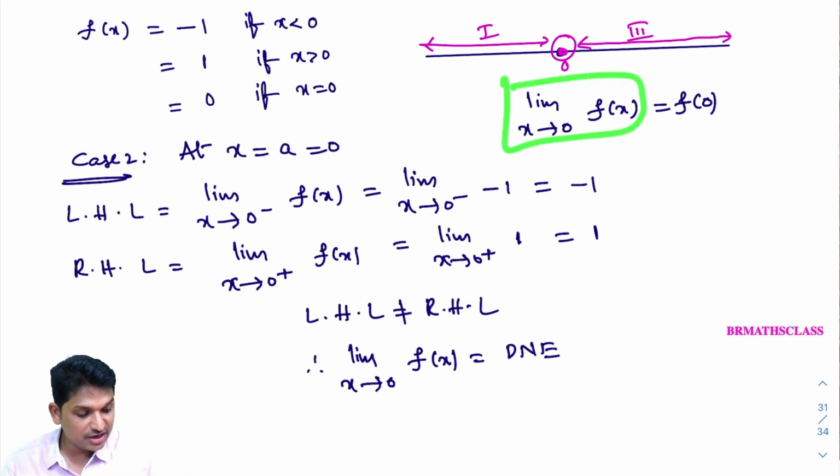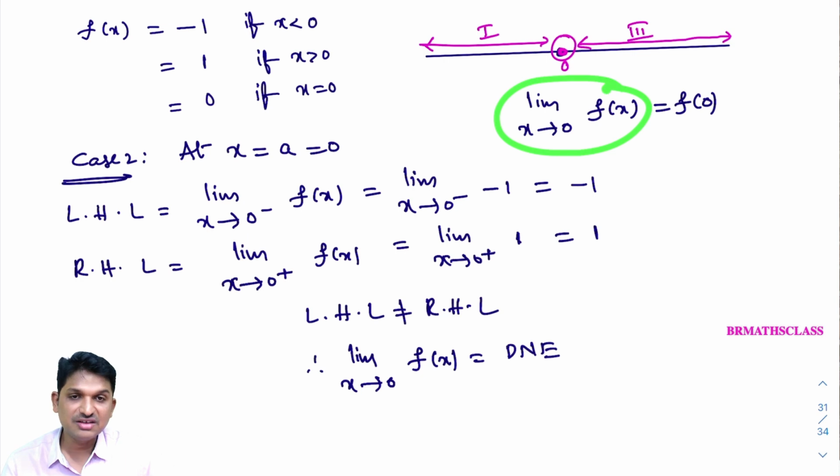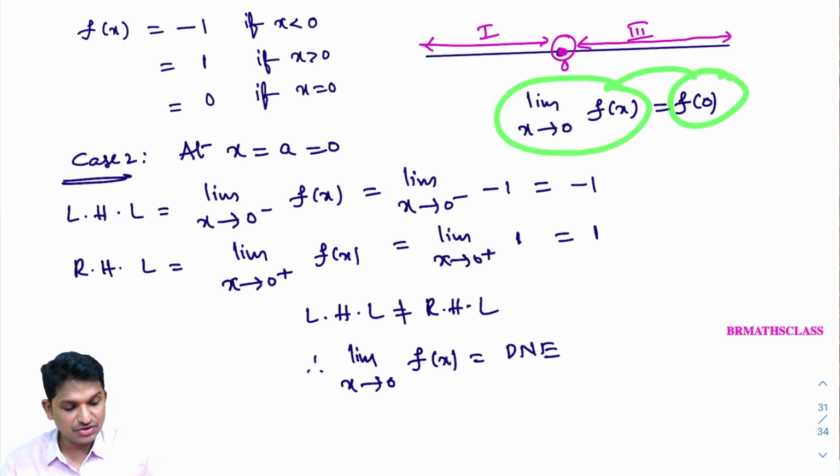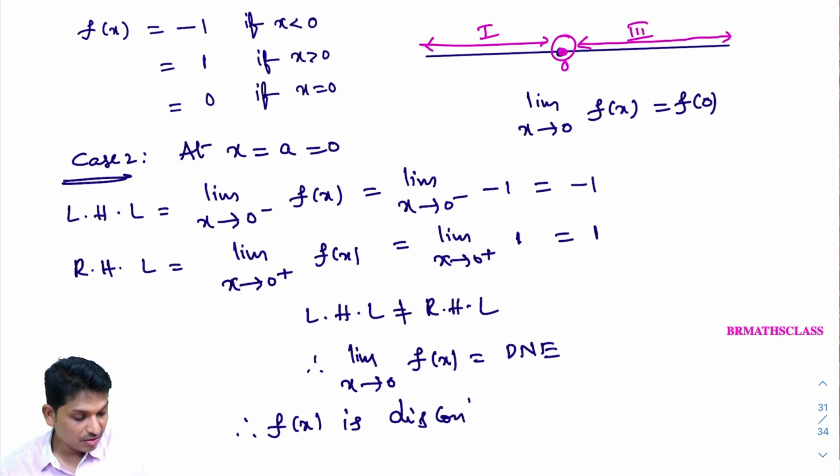So actually I am trying to calculate this. I got that this does not exist. When this does not exist, how will I check whether these two are equal or not? This value does not exist, so I cannot check whether this is equal to this or not. So I say that this function is discontinuous at x equal to 0. I will conclude. Therefore, f of x is discontinuous at x equal to 0.